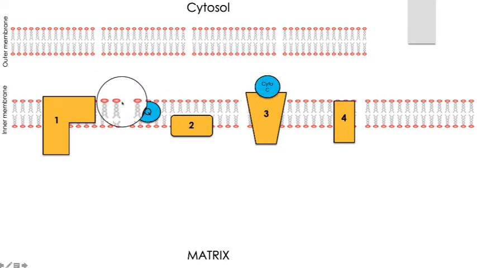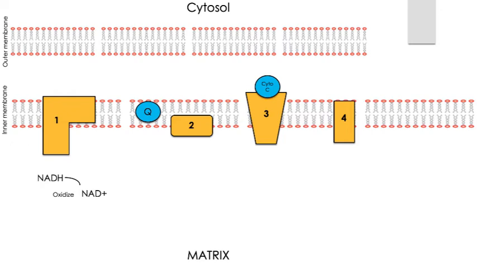So let's direct our attention first to protein complex 1. Protein complex 1 interacts with NADH. Okay, so we can see that when NADH interacts with this complex, it becomes oxidized and its electrons are released.